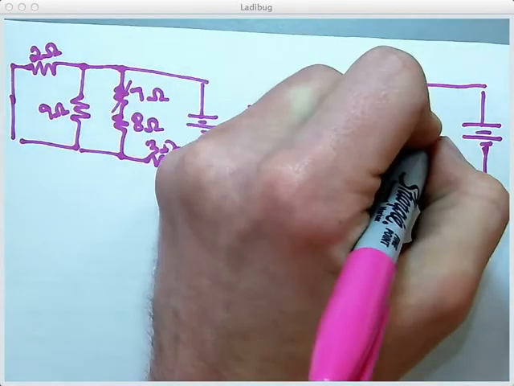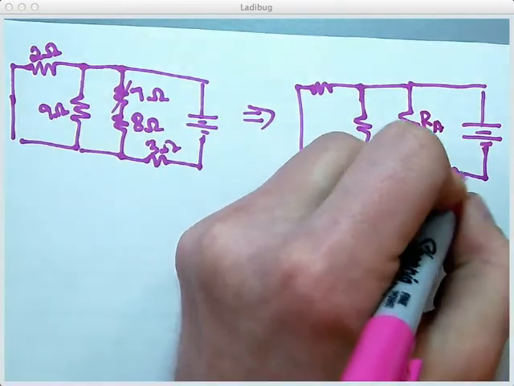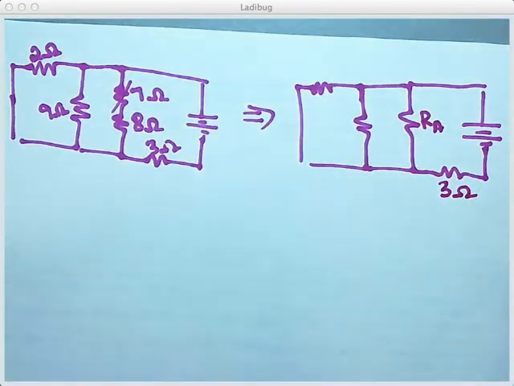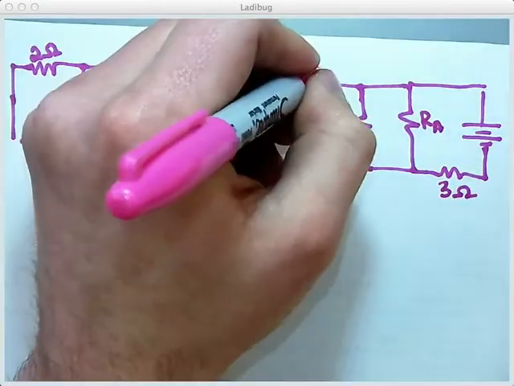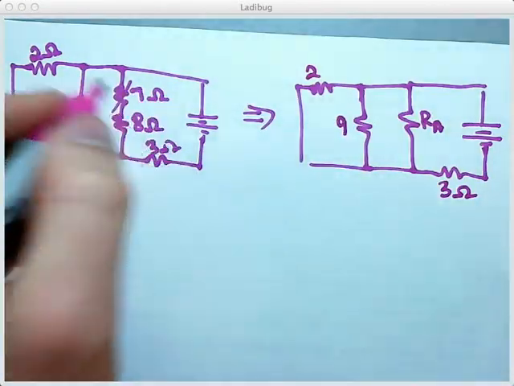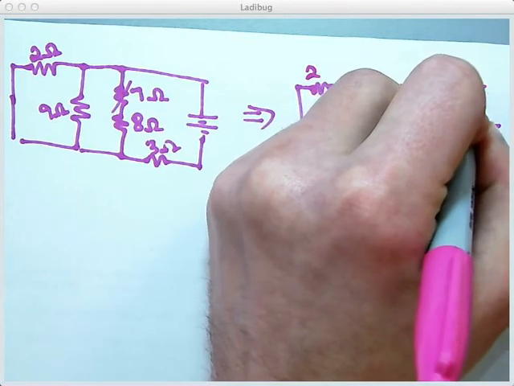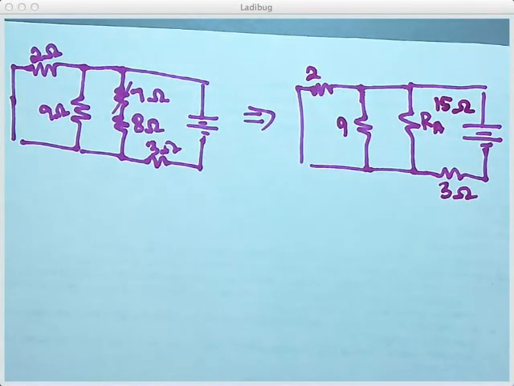Okay, so this is going to be RA here. 3 ohms, 9 ohms, 2 ohms, and here RA is going to be 7 plus 8 or 15 ohms. Okay, now this is the point where we say, man, I'm so glad that I drew this out because I can tell what's going on here. Now I want to look for parallel. Do you see any in parallel? The 2, the 9, and the 15. Those are all 3 in parallel, right? Y'all agree? 2, 9, and 15 are all 3 in parallel.